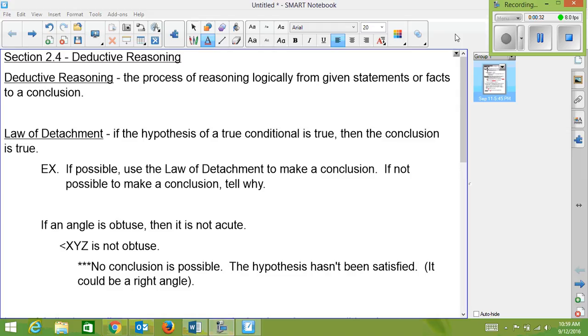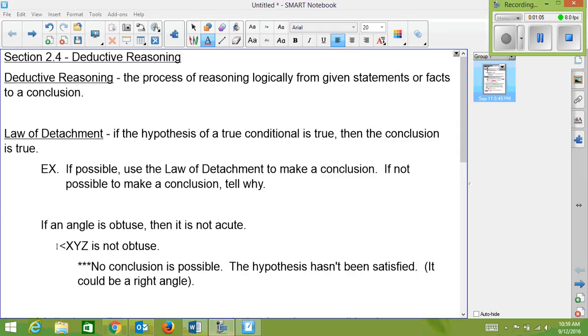If the hypothesis of a true conditional is true, then the conclusion is true. So my example is, if possible, use the law of detachment to make a conclusion. If not possible to make a conclusion, tell why. So here is my statement down here. If an angle is obtuse, then it is not acute. Okay, so that's my statement, and I need to use the law of detachment.